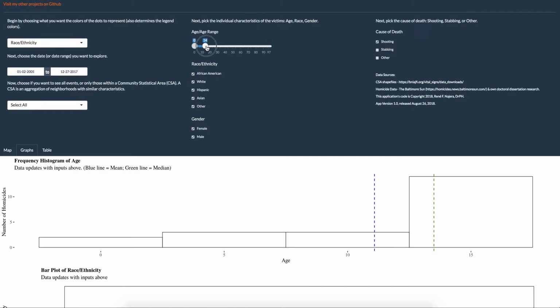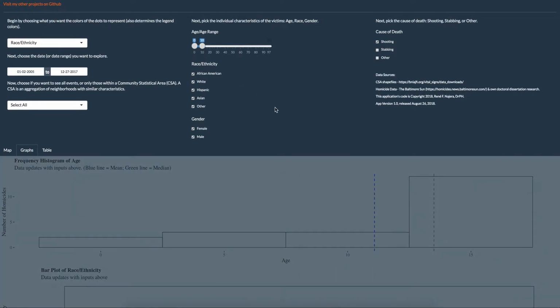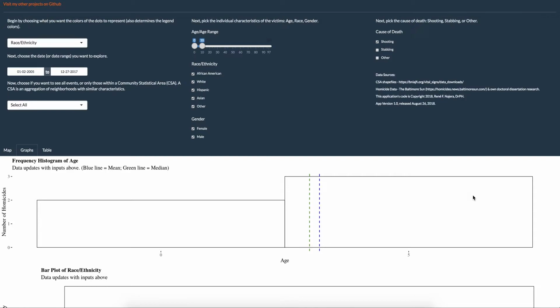But let's bring it down to 10. You can see 0 to 5 and 6 to 10. The distributions there. The green line is the median, and the blue line is the mean age for that group.